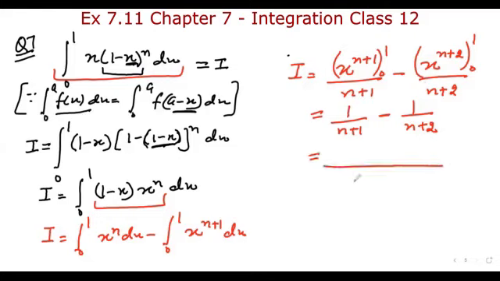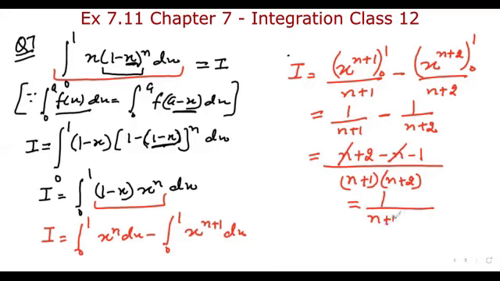Now on taking the LCM, it will be n plus 1 into n plus 2. Now it is n plus 2 minus n minus 1. So n and n cancel. This is 1 upon n plus 1 into n plus 2. This is the answer for this question. Very important question this is.